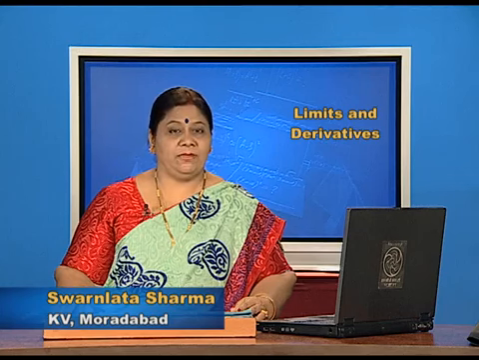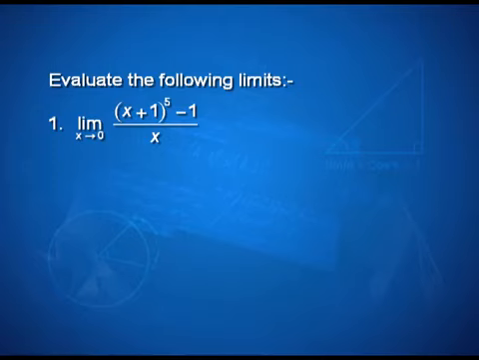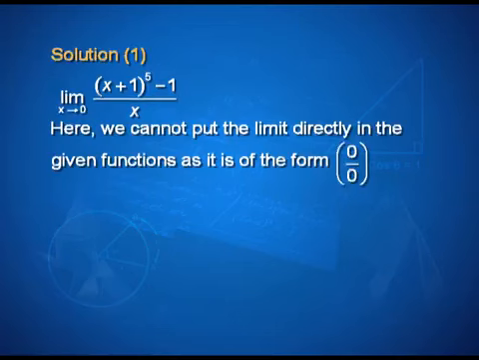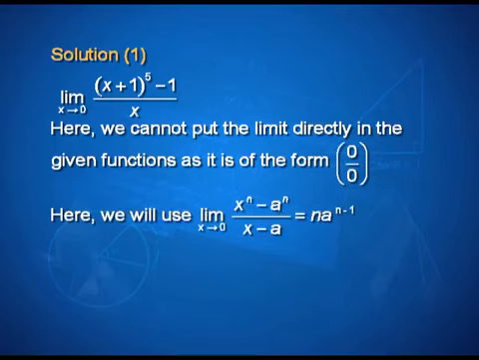Question number 1: limit of (x plus 1) raised to 5 minus 1 upon x as x tends to 0. Here, we cannot put the limit directly in the given function as it is of the form 0 upon 0. Here, we will use the formula limit of (x to the power n minus a to the power n) upon (x minus a) is equal to n a raised to n minus 1 as x tends to a.